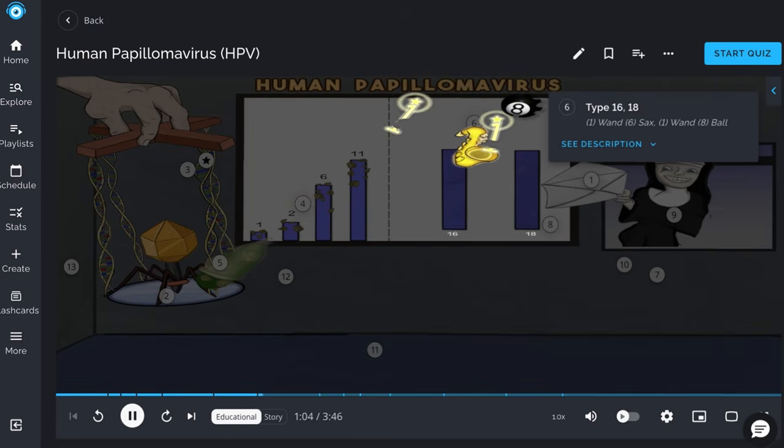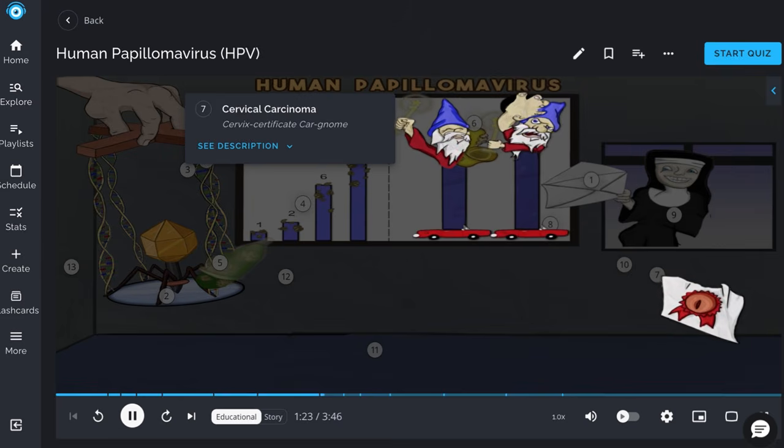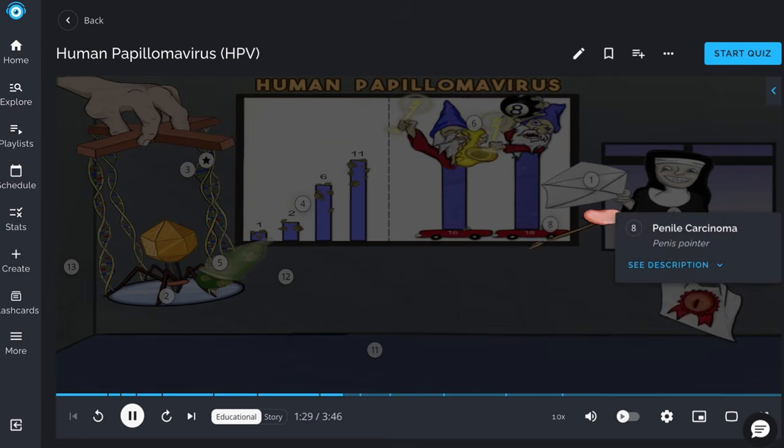HPV types 16 and 18 are associated with squamous neoplasia of the cervix and penis, in addition to oropharynx, recalled by the 1 wand, 6 sacs, and 1 wand, 8 ball. There are two important neoplasms, one for women and one for men, to remember when considering the high-risk strains of HPV. First, know that affected women have a higher risk of contracting cervical carcinoma, manifested by the cervix certificate carcinoma. Secondly, men have a higher risk of penile carcinoma, exhibited by the penis pointer.